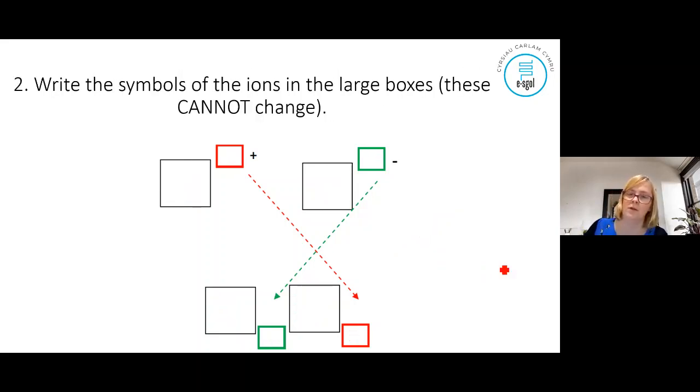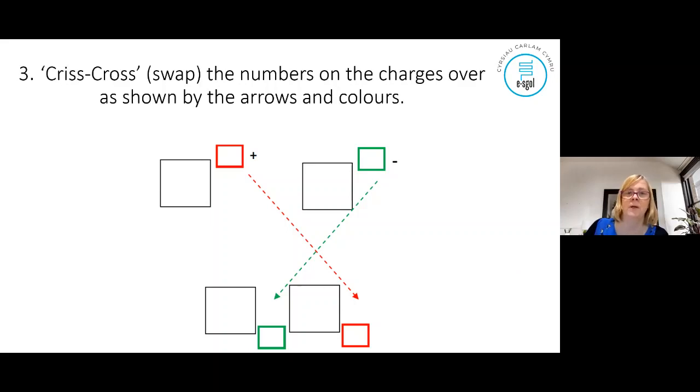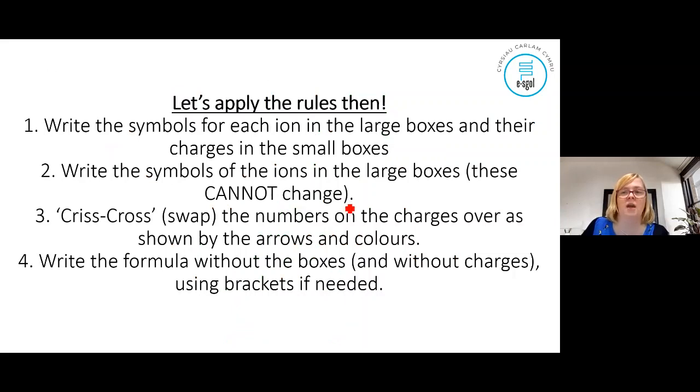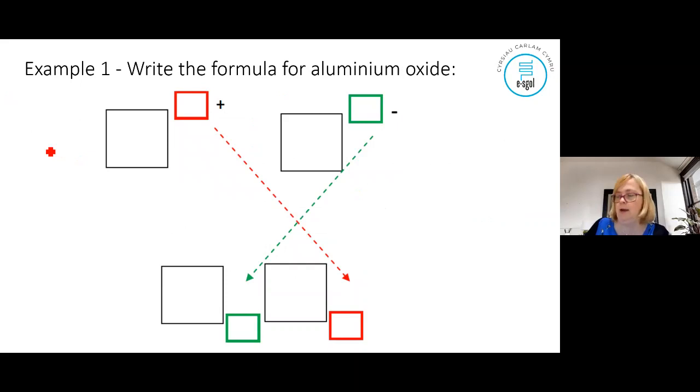So I did it all on the first slide, but hopefully it'll be explanatory. So aluminium oxide, I'm going to take it through bit by bit again, so it's clear. The first step it tells you to do, if you look at it, is write down the symbols for each ion in the large boxes. So that was the first thing I did, if you remember correctly.